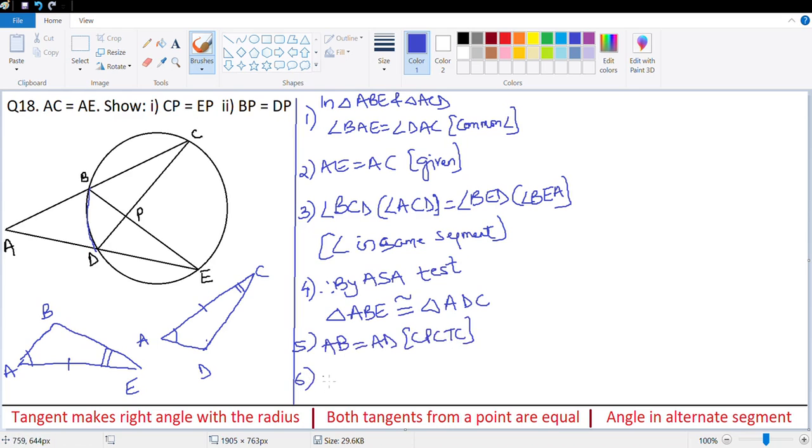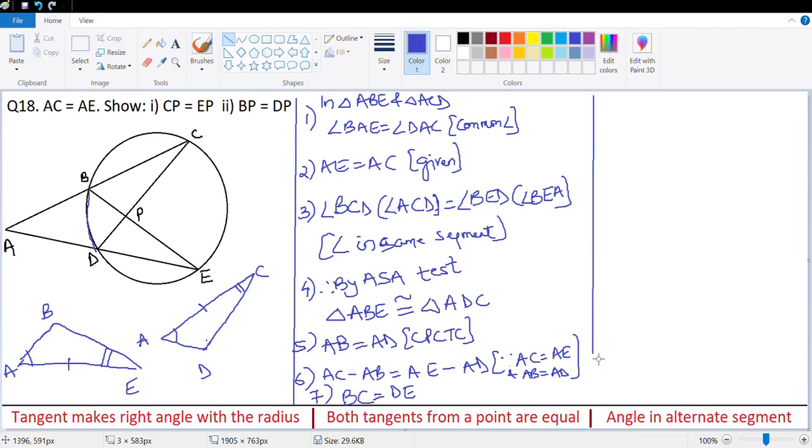What this helps me is AC minus AB is equal to AE minus AD, since AC is equal to AE and AB is equal to AD. What this gives me is AC minus AB, which is BC, is equal to DE. Now once I've got this, it will help me prove the other two triangles congruent.